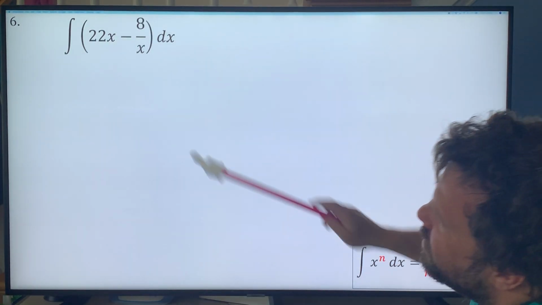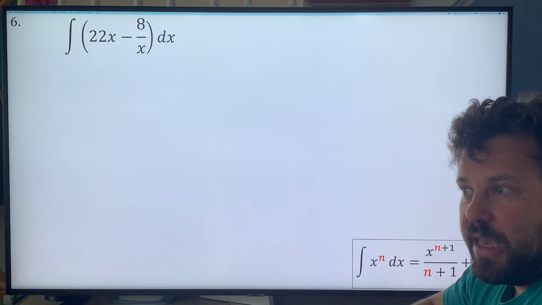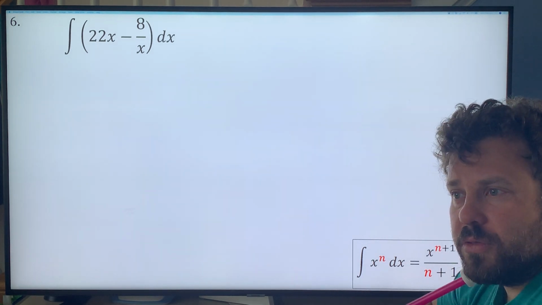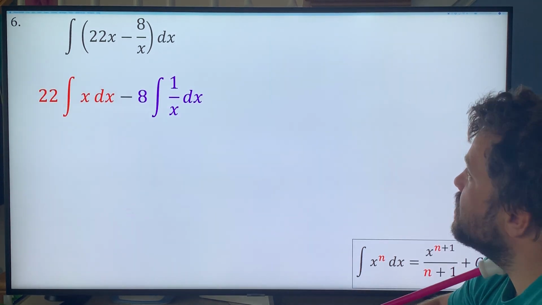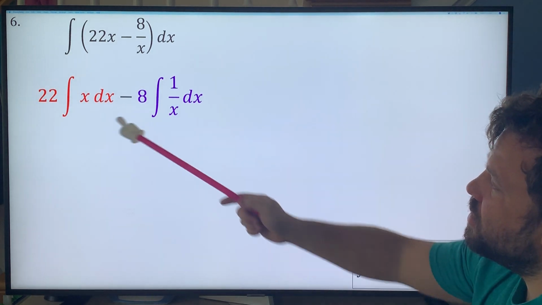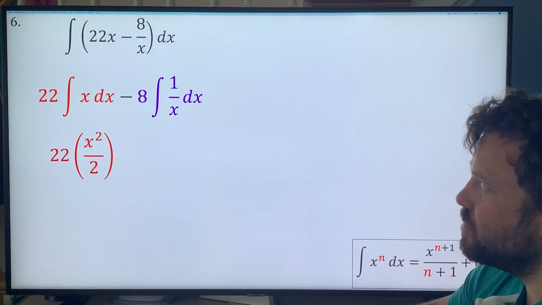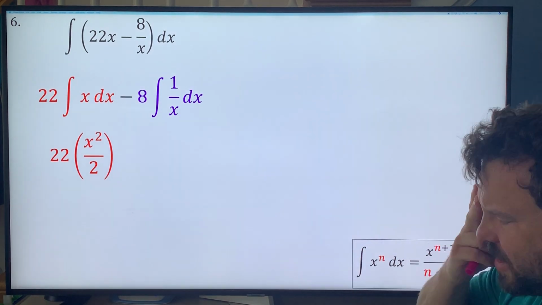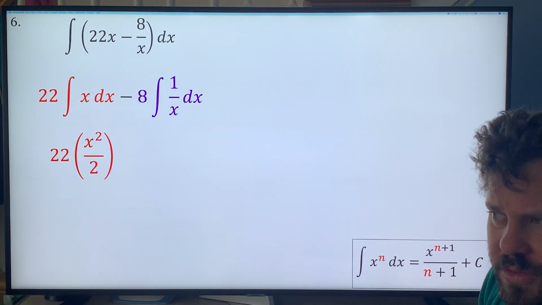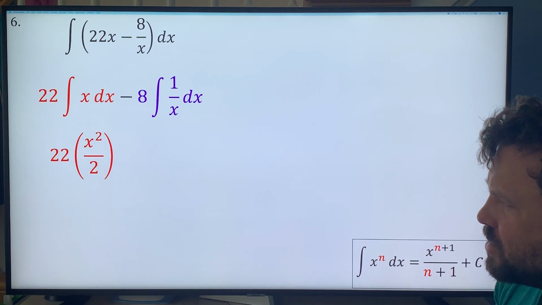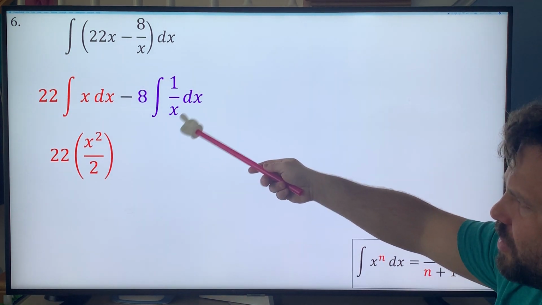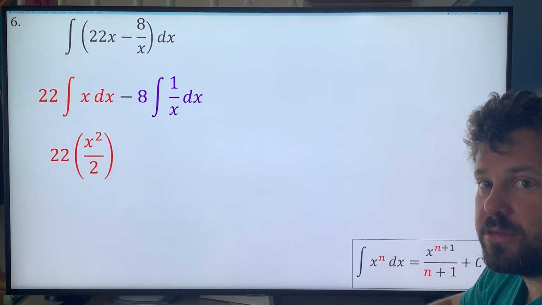But what do we have here? 8 over x. So we have to use another rule. Think back to that first slide I showed you. So you get the integral of 22x minus 8 over x dx. Well, this one's easy. That's x squared over 2. But 1 over x is x to the negative 1, and negative 1 plus 1 is 0. So x to the 0 would be 1. So this can't be 1. Do you remember what rule to use?